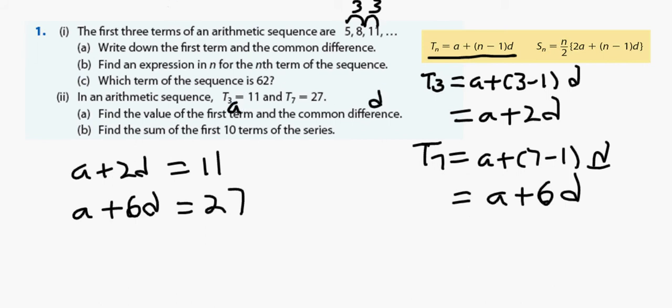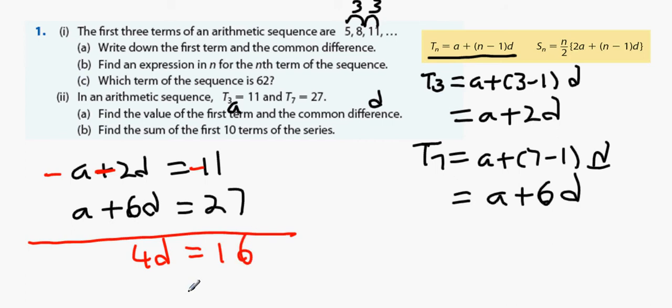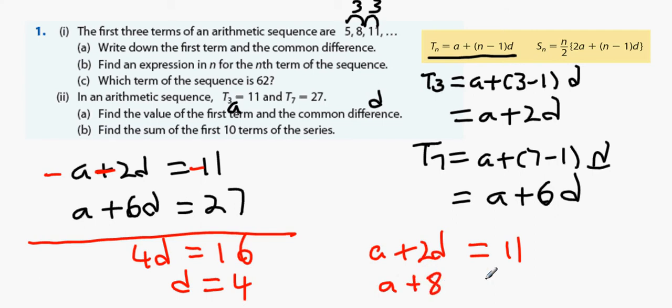So what I'm going to do is multiply everything in the first equation by minus, so that becomes a minus a, and this becomes a minus. Now add them down. Minus 2d plus 6d is plus 4d. 4d equals 27 minus 11, which is 16. Therefore, d is equal to 4. What we now have to find out is what a is. a plus 2d equals 11. 2 times d is 8, so a plus 8 equals 11. This means that a has to be equal to 3.